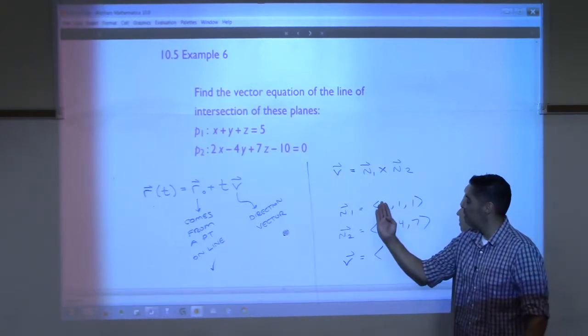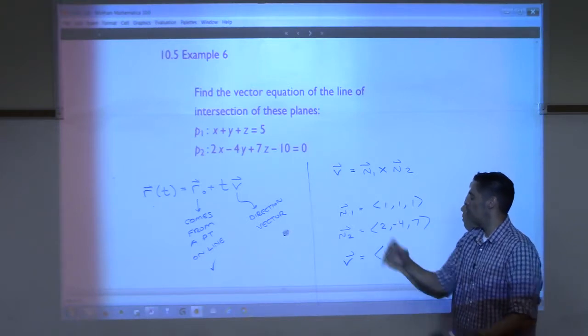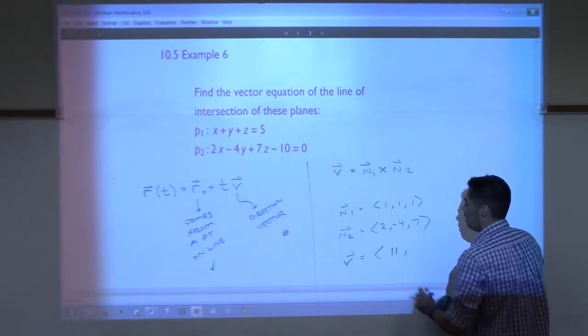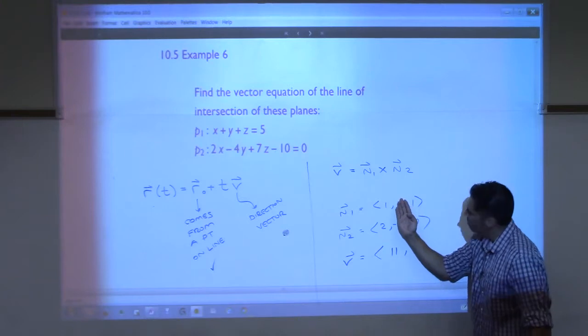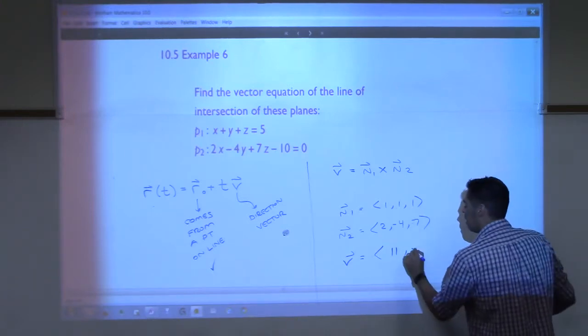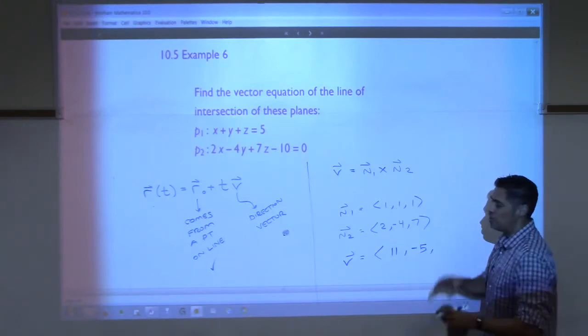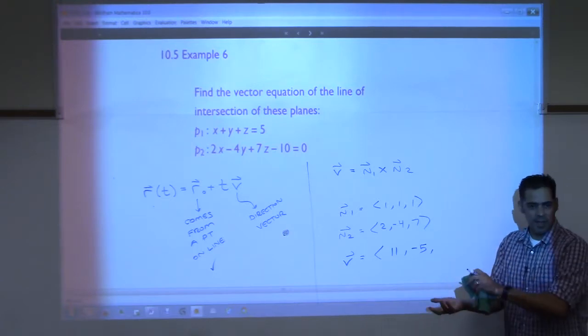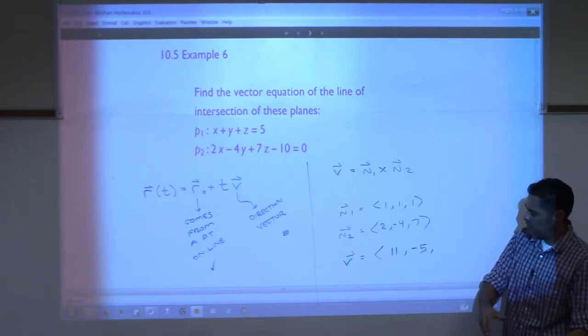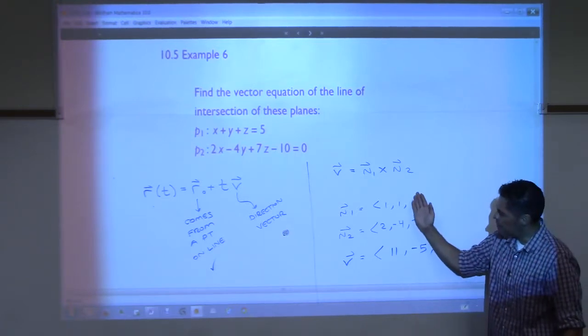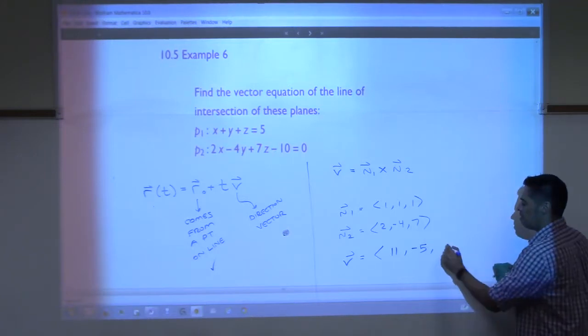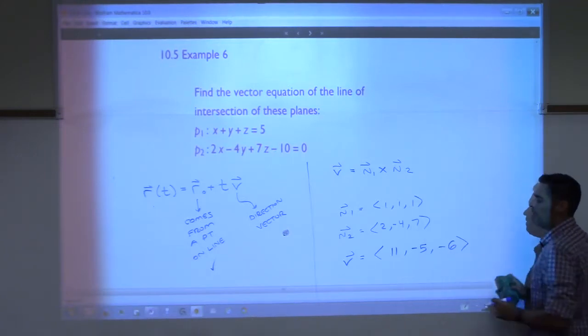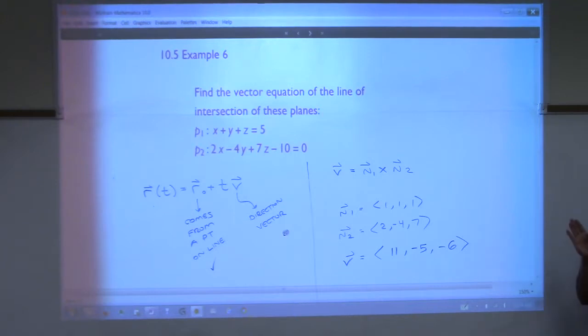Cover up this. 7 plus 4, right? 11. And then cover up this. We get 7 minus 2 is 5, but then change the sign to negative. If it was positive, it goes negative. If it was negative, it would go positive. Cover up this. Negative 4 minus 6. So minus 6. So that vector right there should point in the same direction as our line.